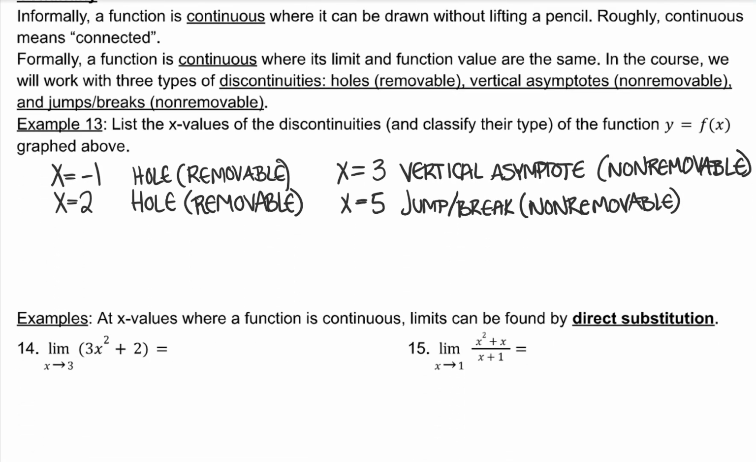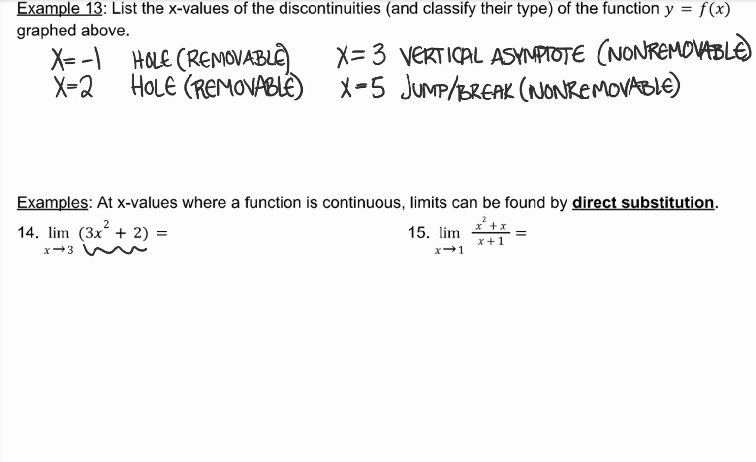At x values where a function is continuous, limits can be found by direct substitution. This is a parabola which is continuous. All polynomials are continuous, so we can directly substitute 3 in for x. 3 times 3 squared plus 2.